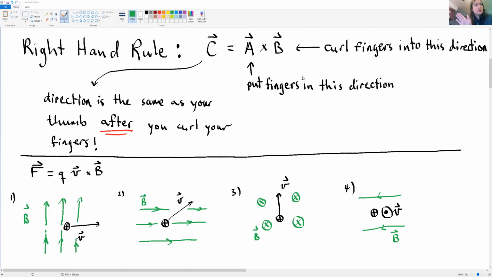So for example, if you're looking at the camera, number 1 for me looks like this. This is to my right. And then the magnetic field is up. So I have to turn my hand like this so that I can curl my fingers upward. And then I think you guys can see that my thumb is pointing away from my screen. So that would be a force coming out of the screen there.